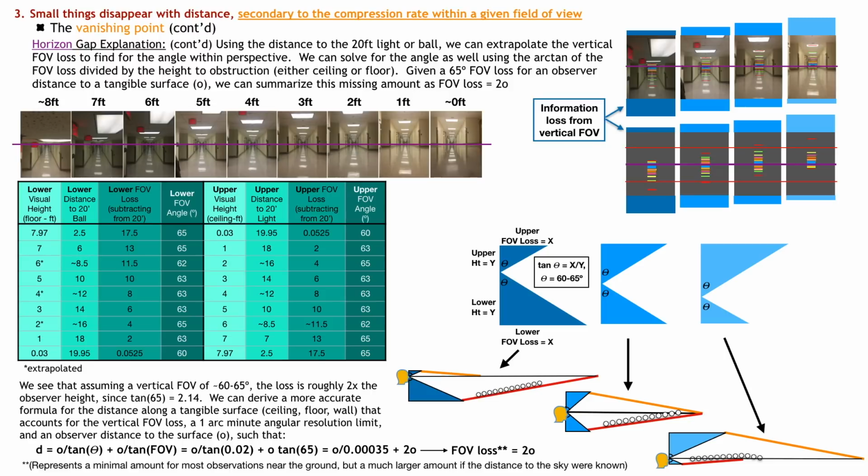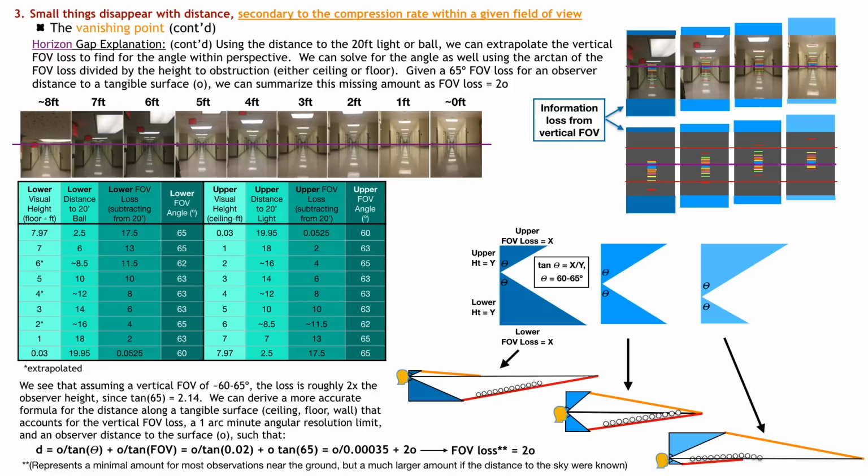So given this 65-degree field of view loss for an observer distance to a tangible surface, we can summarize this missing amount as field of view loss equal to 2 times the observer height. So if that seems a little confusing, just stay with me. I will try to go through it, but I don't want to go through it in too much detail because what I found is that this loss is fairly negligible when we are talking about the distances and what we're observing. But I want to make sure it's here in case this has relevance to someone down the road.